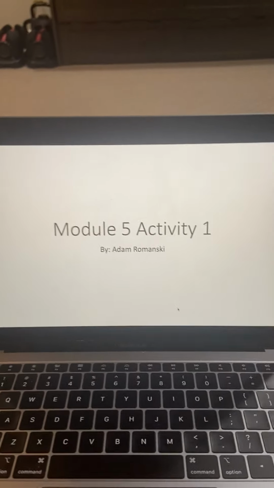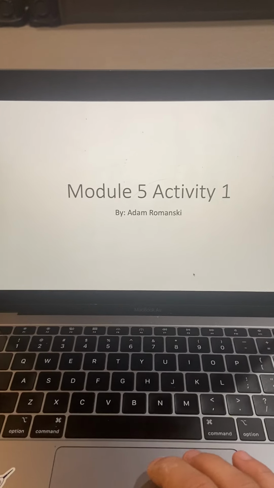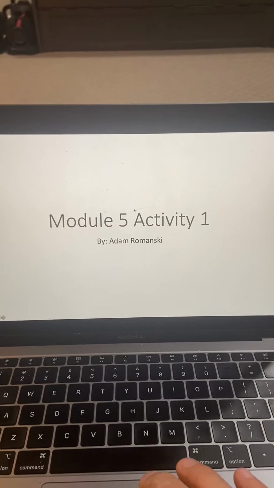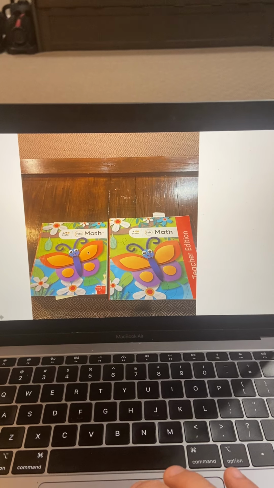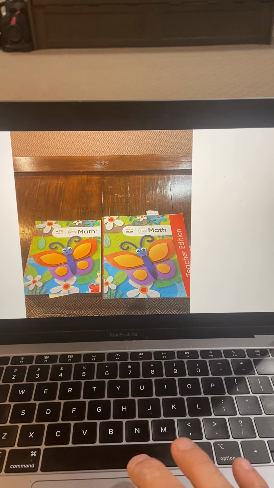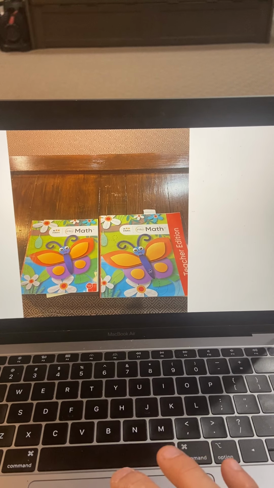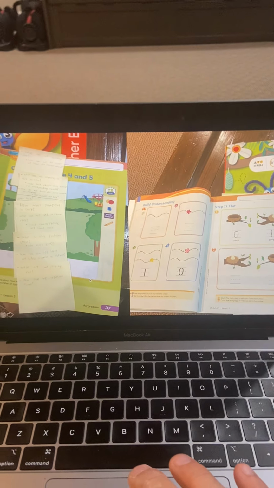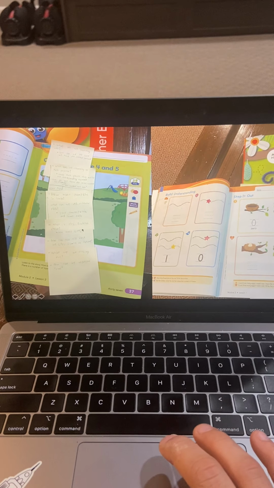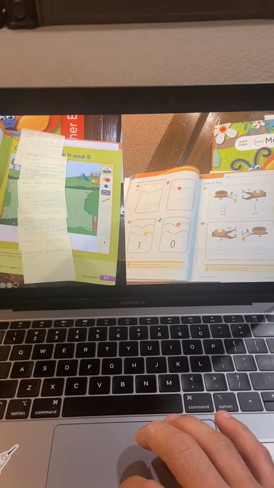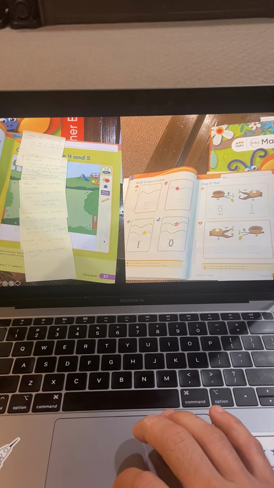One of the resources I used for my CT was the Into Math textbooks or notebooks, whichever one you want to call them. This was awesome because there's a student version over here and a teacher version. While I was going along, this is the student version, and I flipped through as I was doing it with the students. I also put this up on the smartboard.